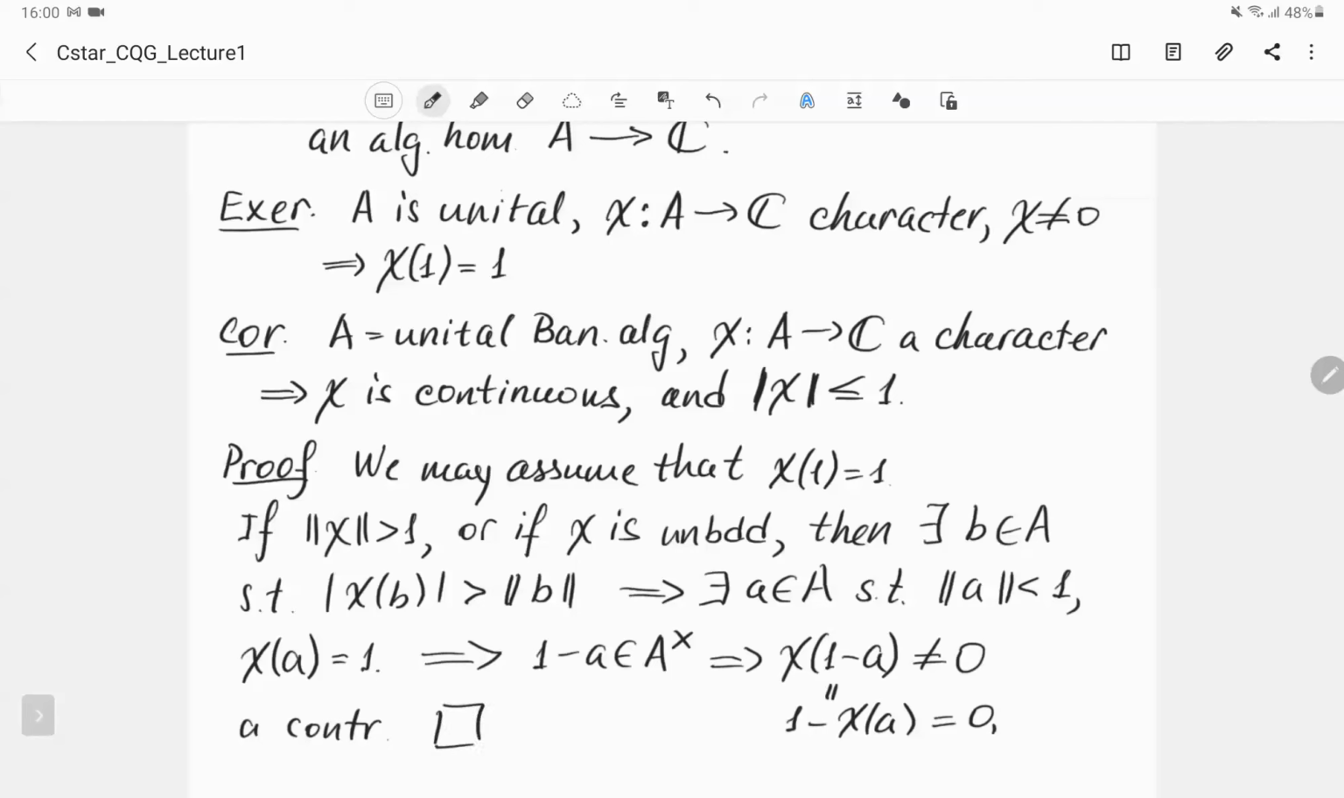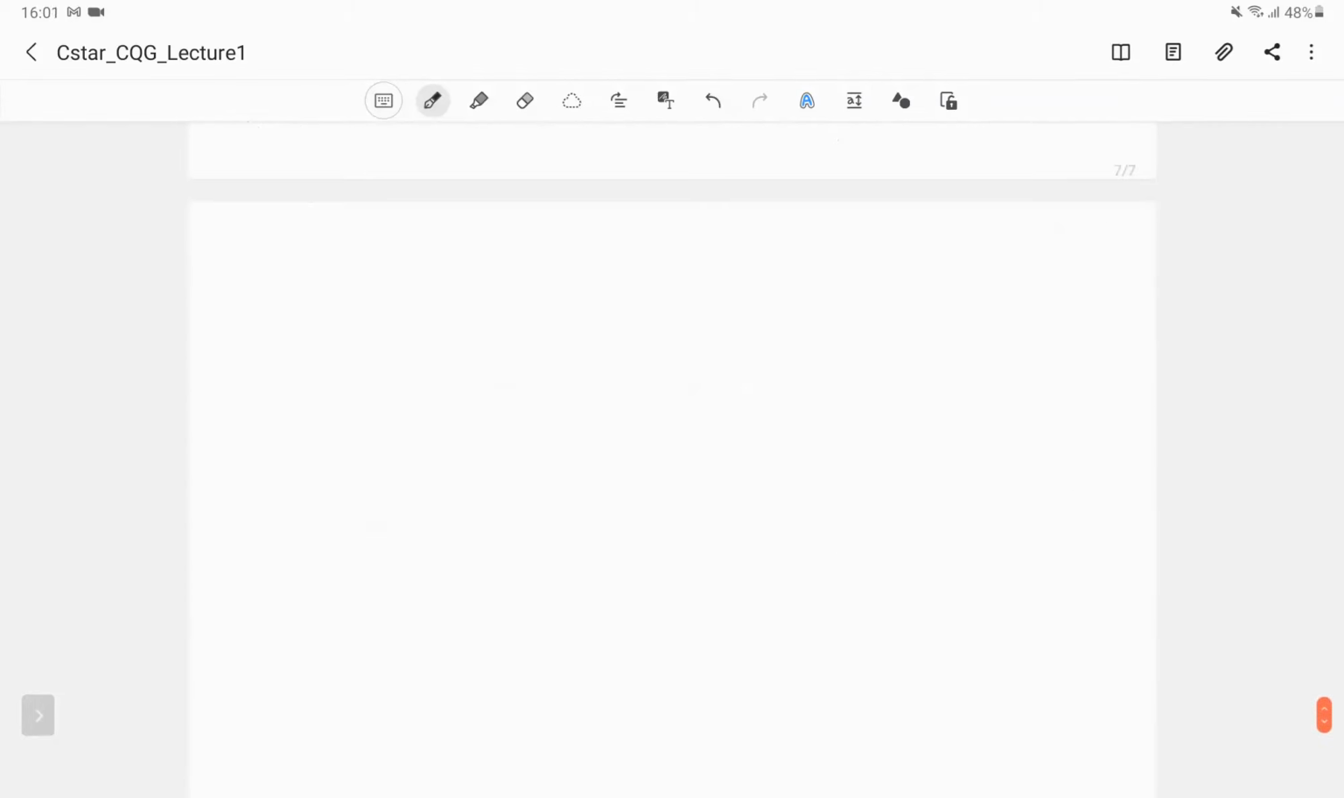This result is an illustration of a very special phenomenon, which is called automatic continuity. So it turns out that in many important cases, the continuity of a certain map between Banach algebras automatically follows from its algebraic properties. And we will meet other instances of this phenomenon fairly soon. Well, now let's come back to the spectrum. We have the following fundamental result due to Gelfand. Suppose that A is a unital Banach algebra.